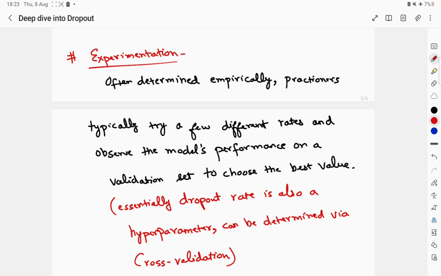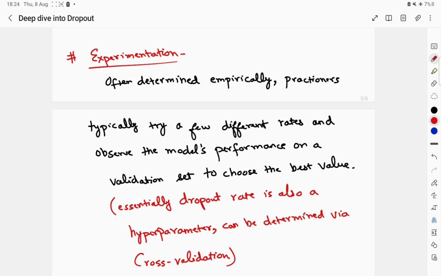So data science practitioners might typically try a few different dropout ratios and then observe the model's performance on a validation set to choose the best value for their dropout ratio. And like I said, essentially dropout rate is also a hyperparameter, and this can be determined via things like cross validation.